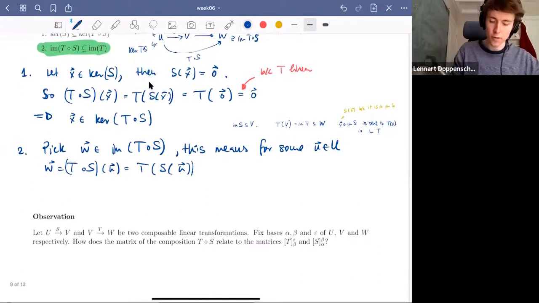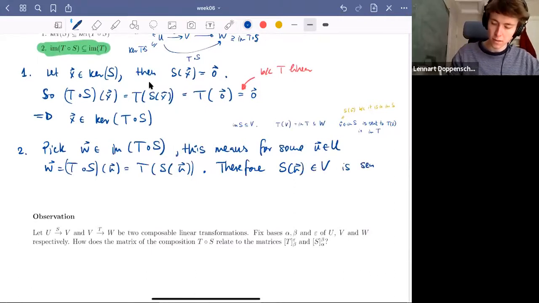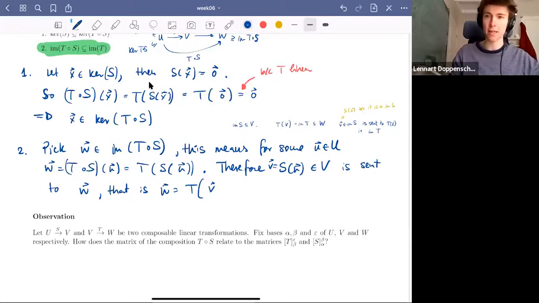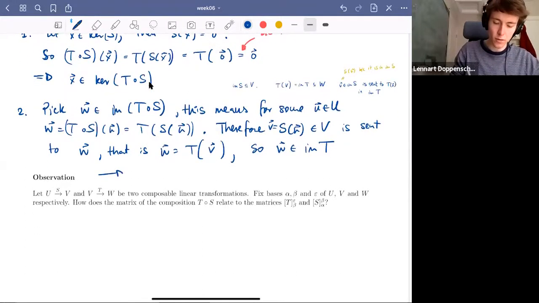And so this means, therefore, that S of U, which is a vector in V, is sent to W. That is, W is equal to T of V. I'm trying to emphasize, let me call this V, that V, which is just S of U, is exactly a vector that is sent to W by T, by just forgetting that S was already applied to U. And so W is in the image of T. In conclusion, we've shown that every element in the image of T composed S is in particular an element in the image of T.